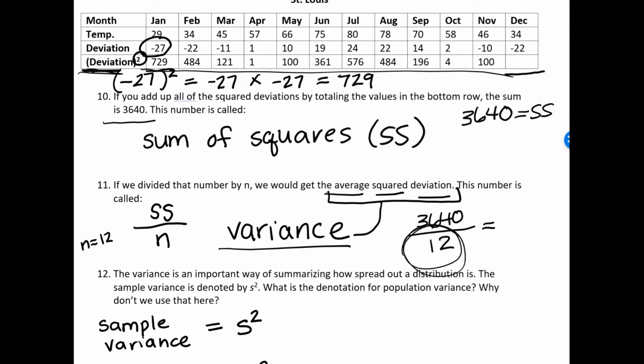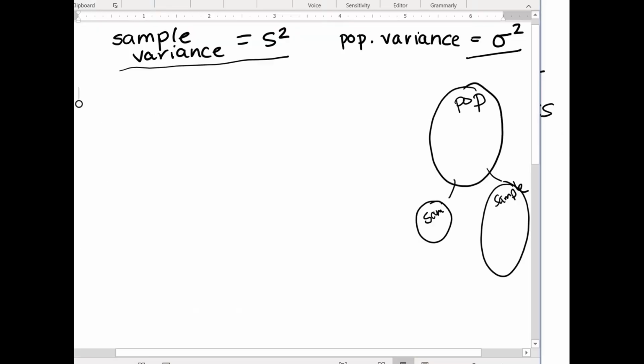But this 12, this n, is only for the population equation. So here, we're really just working with a sample. This isn't the whole population of all of the temperatures of the city, right? So we're looking at a sample, so we really wouldn't use this 12 in this case. But if this was the whole population, this is exactly what we would do. We would get that average squared deviation, and that is the variance of the population, right?